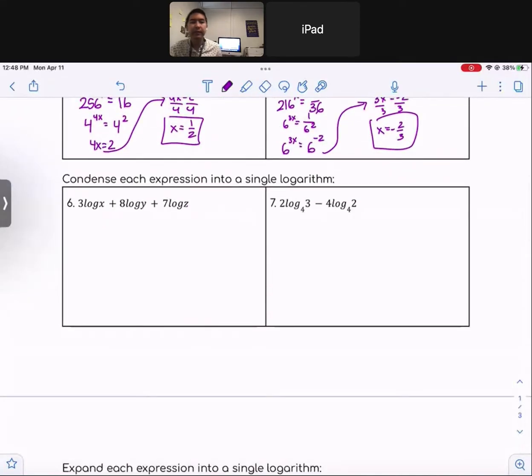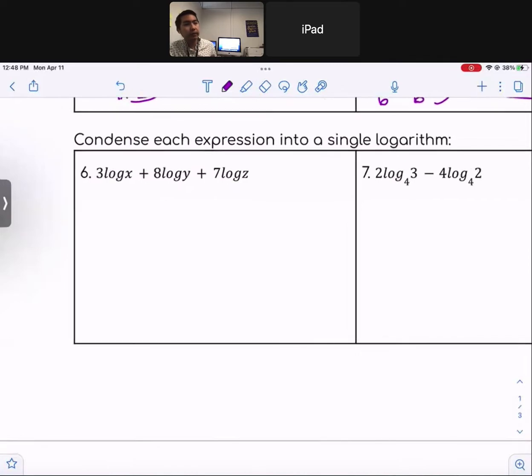So when you condense, you got to condense it to just be 1 log. So get all these coefficients to be the exponents of every single variable or the argument.